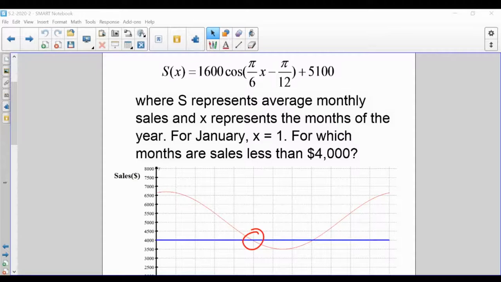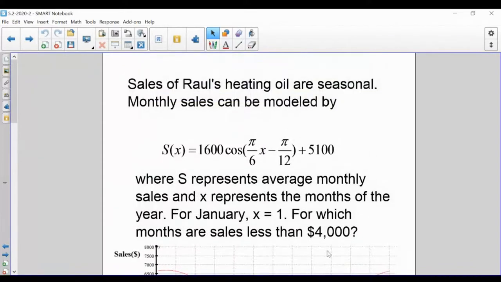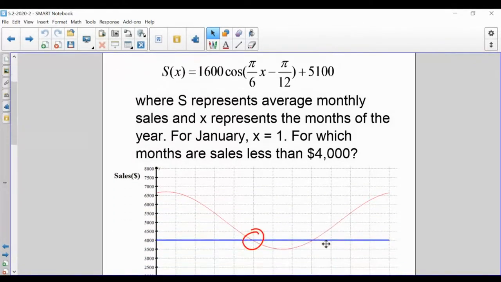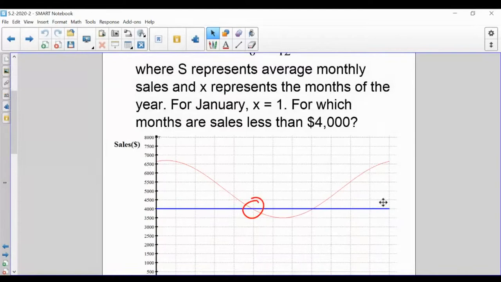So everybody should remember this question that we started yesterday. It was about heating oil and the sales of heating oil over the course of a year, which of course fluctuates depending on the season. What we were asking is, when are the sales less than 4,000? I gave you a graphical representation of it, right?